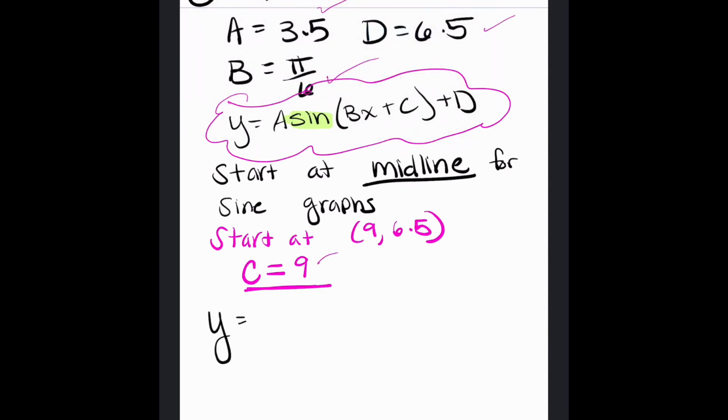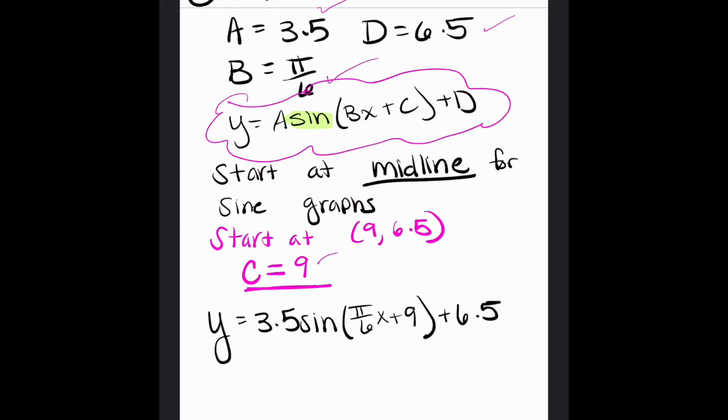y equals, instead of A, 3.5, sine of B, which is pi over 6, x plus C, which is now 9, so this is going to be the 9, plus D, which was 6.5.